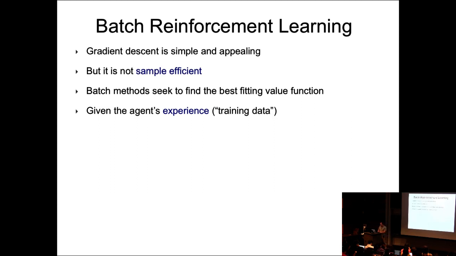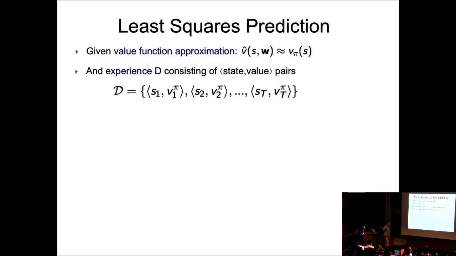Okay, so let's look at batch reinforcement learning. So gradient descent is simple and appealing, but it's not very sample efficient. So one thing that can help us a little bit is to seek to find the best fitting value function, or try to look at the agent's experience, right? To try to come up with some training data. So let's look at what we can do here.